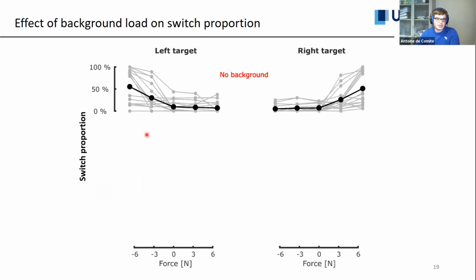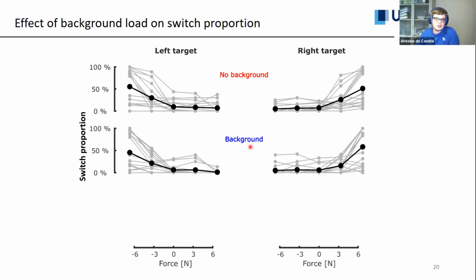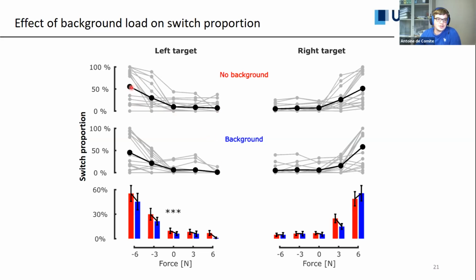If we look at the no-background condition, which is the same as the condition called same in the first experiment, we observe that the larger the force in one direction, the more trials will end up in this direction. And if we look at the same trials with the background load, there look to be some differences between the two conditions. These are the same subjects, and to have a better look at that, here we compare the two values.